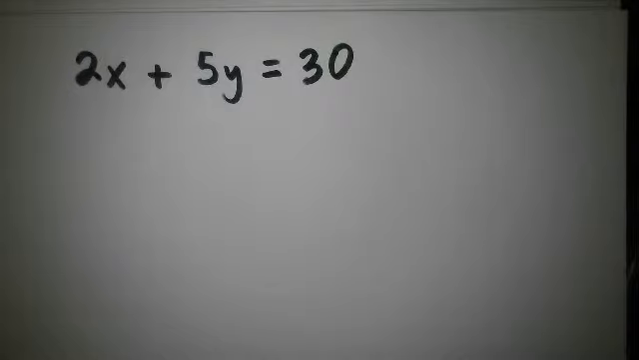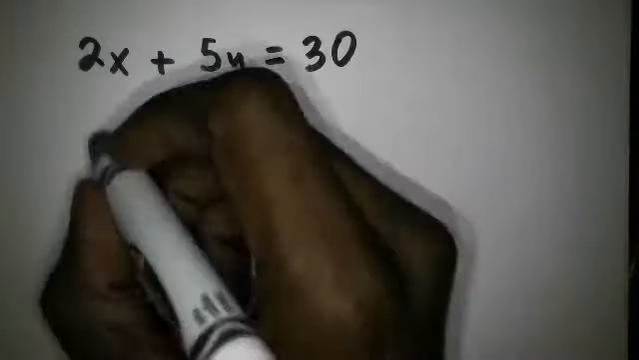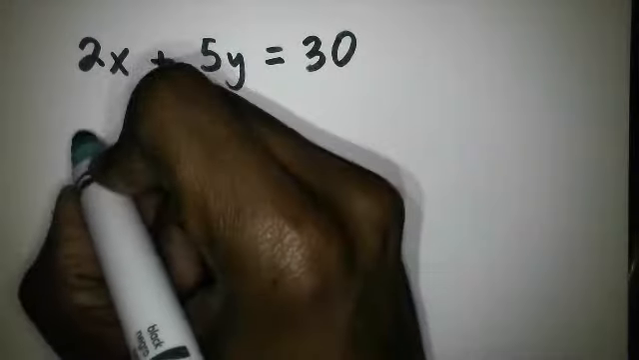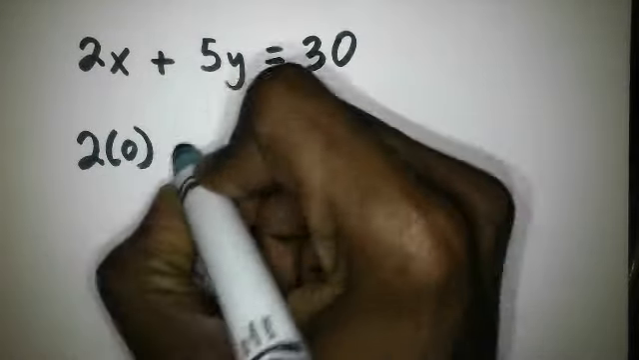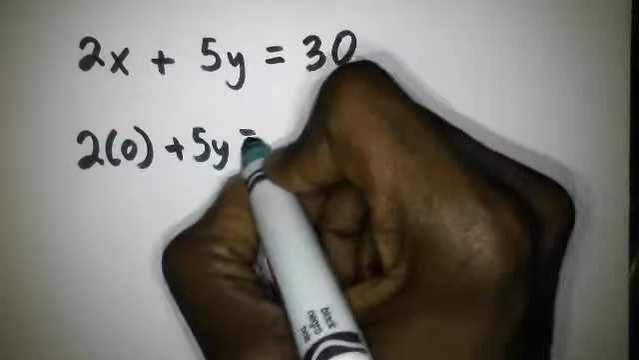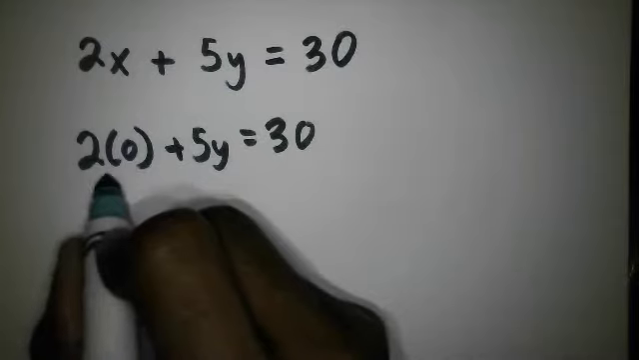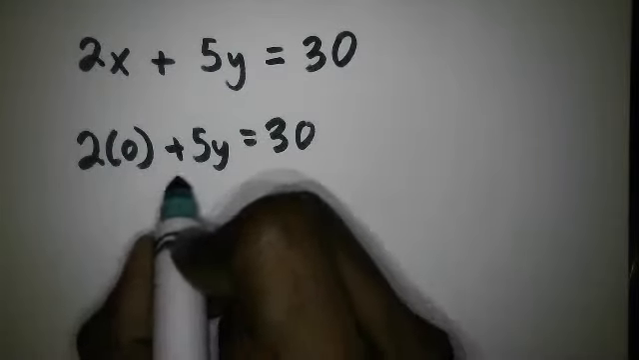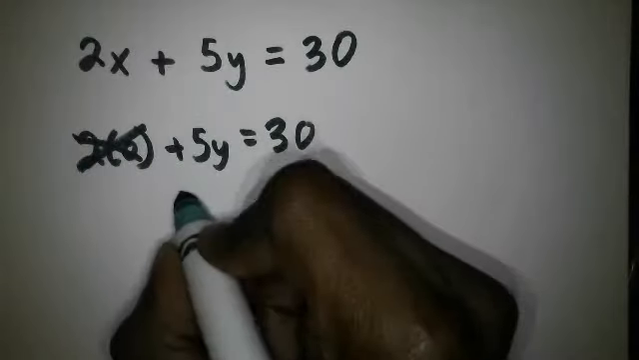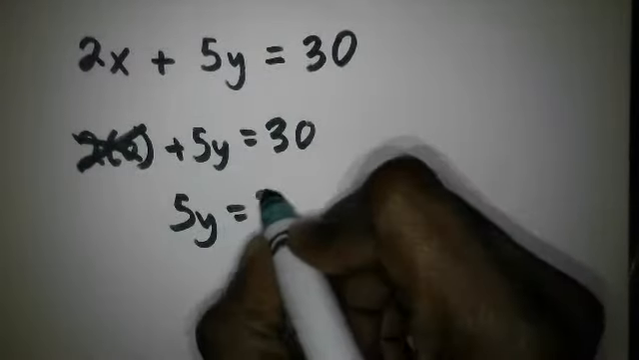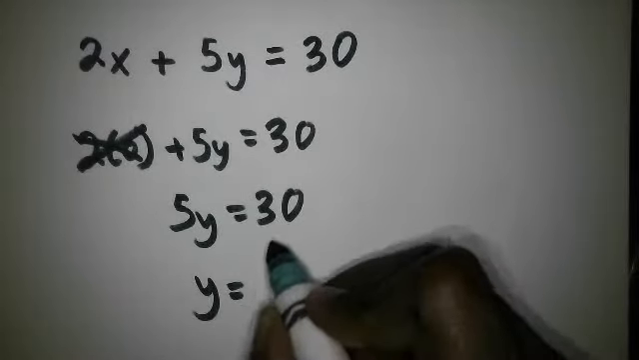Alright, let's see if you got the right answer. We have 2x plus 5y is equal to 30. First of all, let's find the y-axis. So we're going to make x 0. Once we multiply these two together, this would just be 0 plus 5y is equal to 30. So we can cancel this out and just put 5y equals 30. Divide both sides by 5, and we have our answer to be 6.